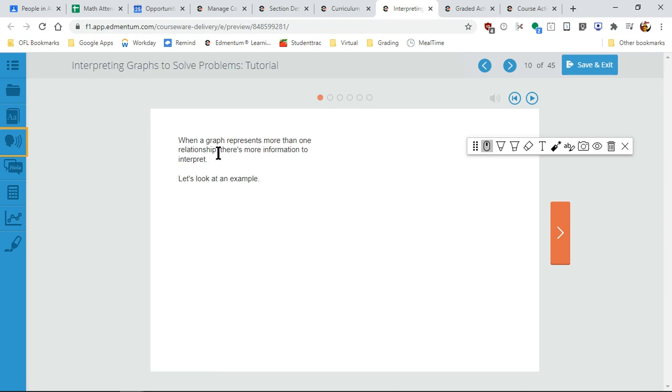When a graph represents more than one relationship, so usually when there's more than one relationship, that's when we have our x and y axis here. But if we're doing it for a few things, we'll have more than one line. So that's what this is going to go into.